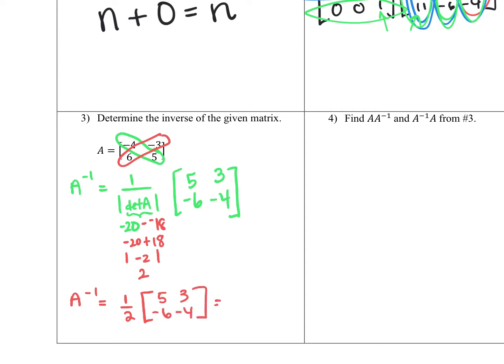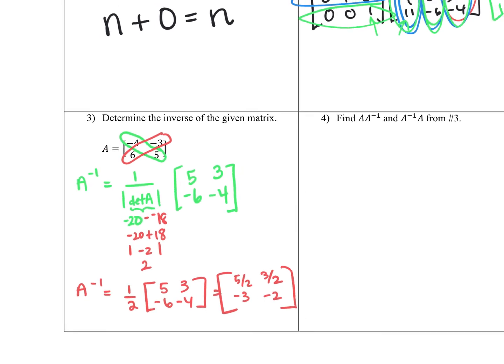But you could rewrite it if we could distribute that 1/2 through that little scalar number. So it'll be 5/2, 3/2. -6 times 1/2 is -3, -4 times 1/2 is -2. So that is going to be the inverse. Again, you could use either one of those.